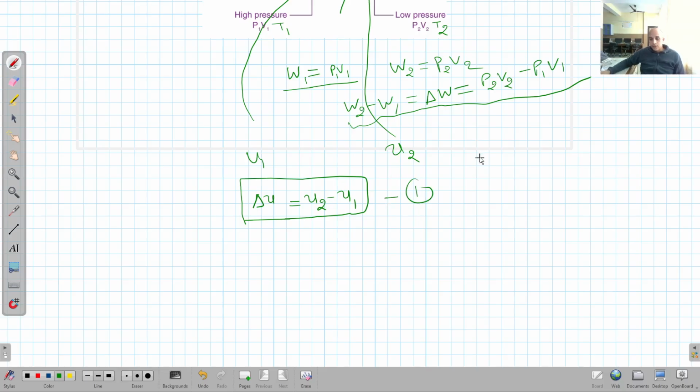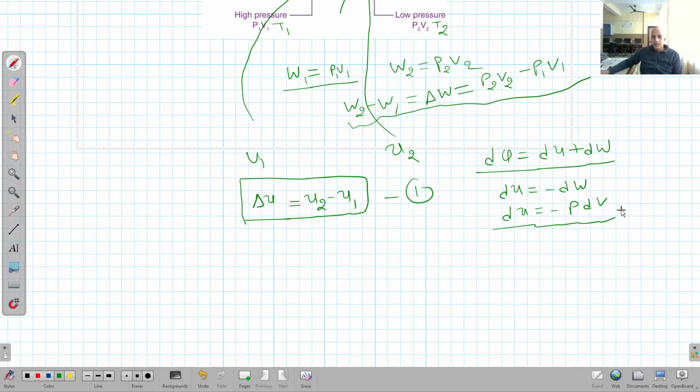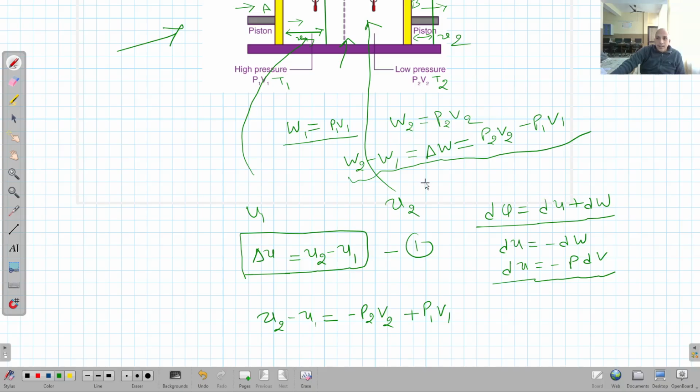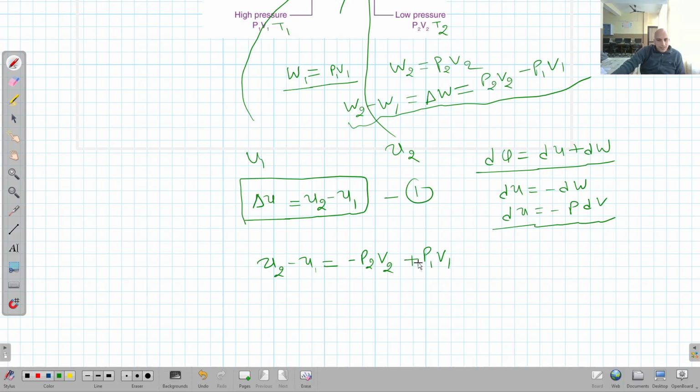Clear? Now we know, according to the first law of thermodynamics, dq is equal to du plus dw. Clear? But in this particular case, as the process is adiabatic, dq is equal to 0. So du is equal to minus dw. Clear? Or we can say du is equal to minus p dv. This is the result that we got when we applied the condition here, right? So I can say U2 minus U1 is equal to, now what was U2 and U1? It will become minus, because du is equal to negative of dw. So U2 minus U1 becomes minus P2 V2 plus P1 V1.